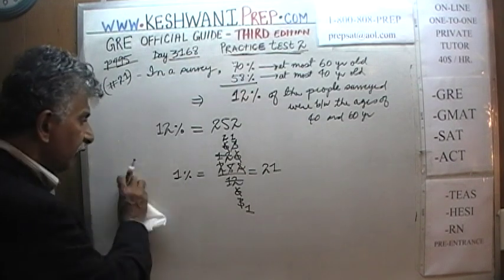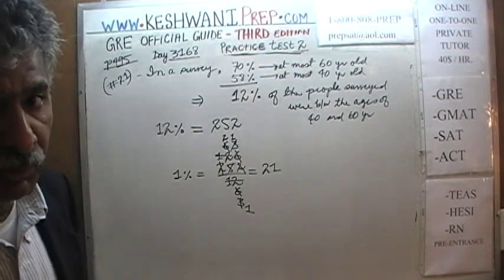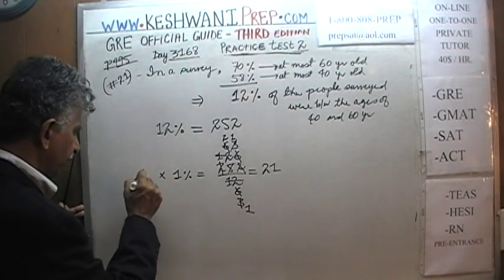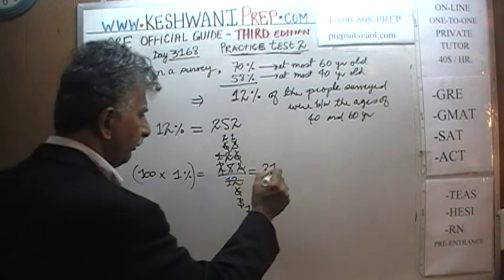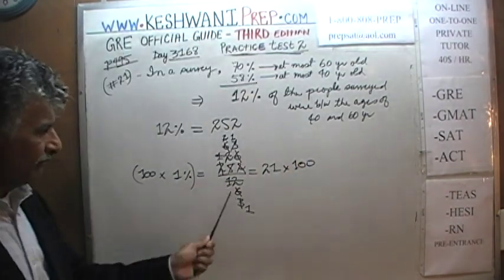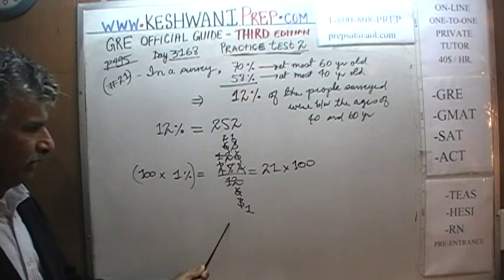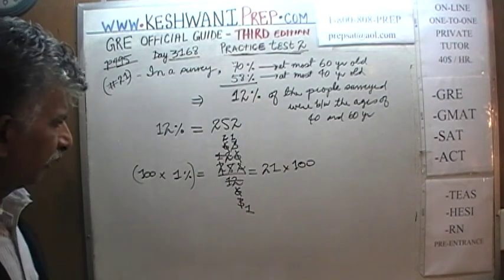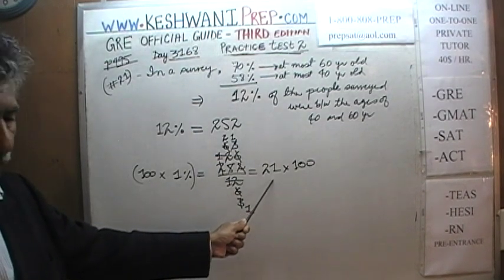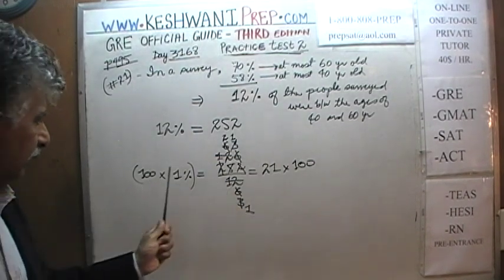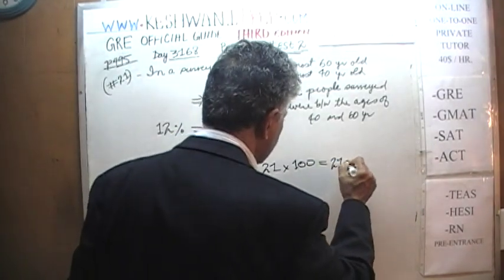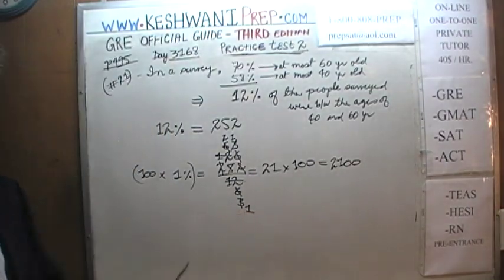But we're not interested in finding out what 1% of the total amount is, we want to find out the 100%. If you want to find out the 100%, multiply both sides by 100. Now technically, if you multiply both sides by 100, we have this part also, that should also have been multiplied by 100, but that's all right. So if 1% is 21, 100% must be 2100. It's just 100 times 21, that's your answer.